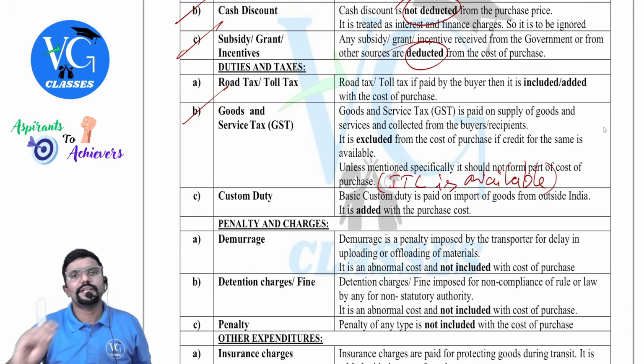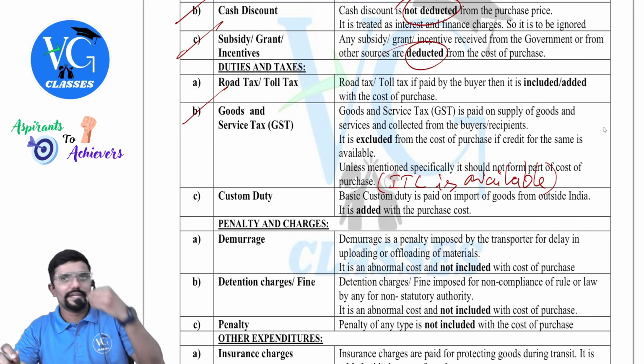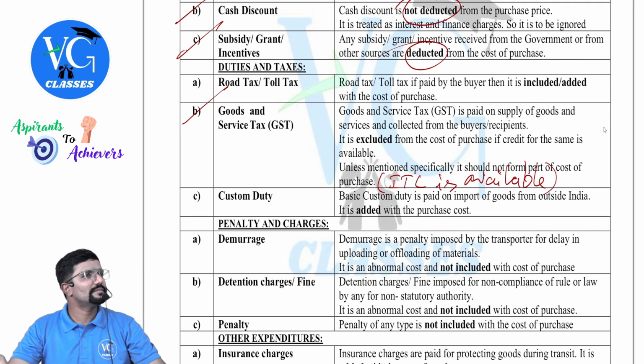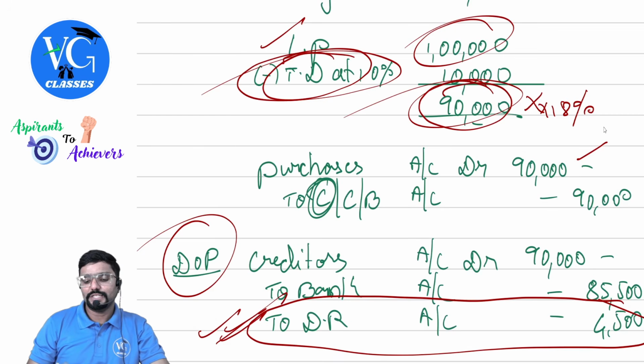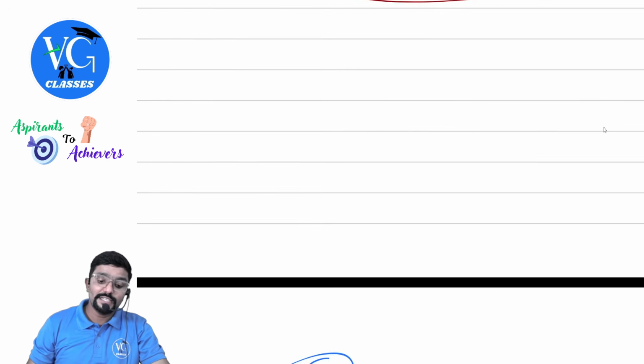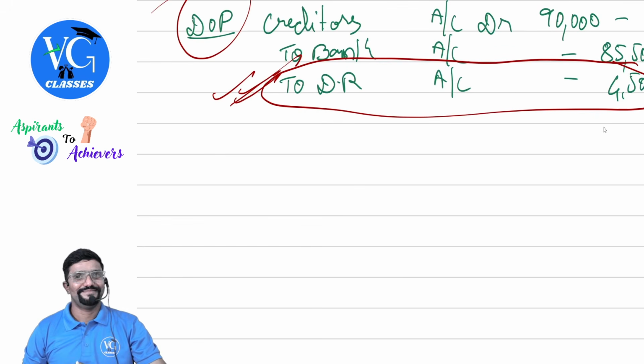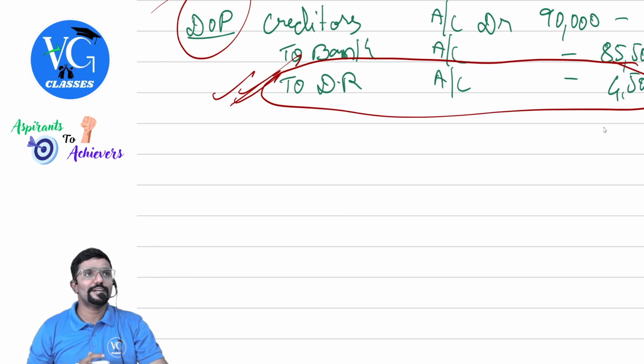Next, one more connection if you want. You want? Listen here. Whatever we discussed was the value of inventory. Now again coming to GST, let us connect GST and income tax.